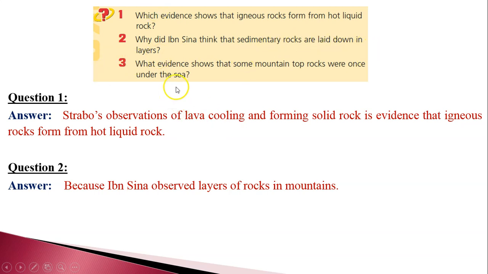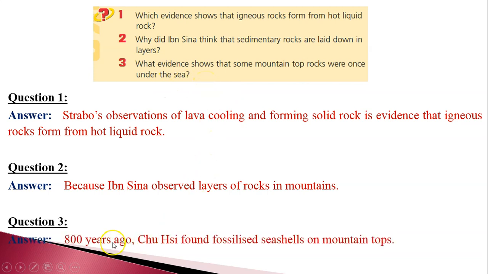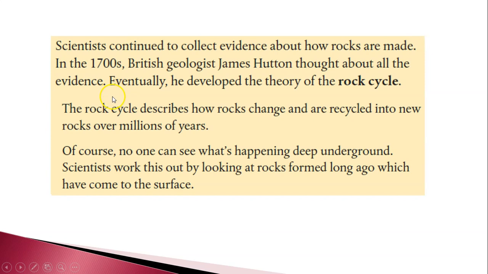Question number 3. What evidence shows that some mountaintop rocks were once under the sea? This is because 800 years ago, Jushi found fossilized seashells on mountaintops. That is why he thought that some mountaintop rocks were once under the sea. Hope you're clear with this. Let us move to the next topic.